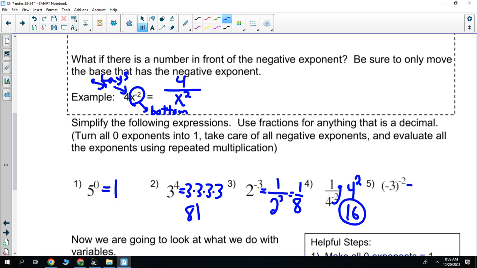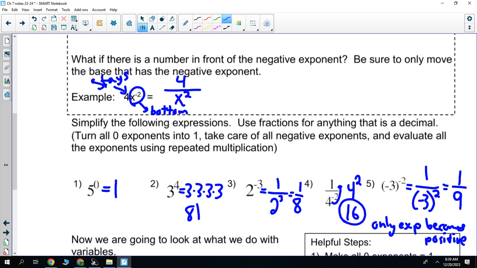Now, one's kind of tricky because you see the negative sign with a 3 that has nothing to do with the negative exponent. This is considered on the top, so it's going to have to move to the bottom. So when it moves to the bottom, the only thing that becomes positive is the exponent. Okay, when you flip it, I have 1 over negative 3 squared. And if you put negative 3 squared in parentheses in your calculator, it comes out as 9 because it's negative 3 times negative 3, which is positive 9.